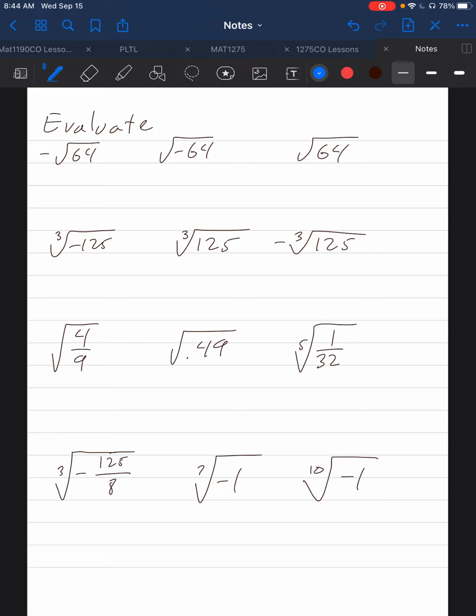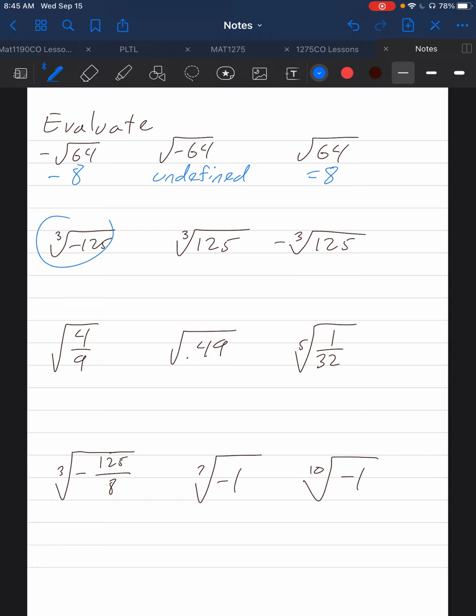Let's start with this one over here. The square root of 64 is equal to 8. Now, if there's a negative sign in front, that means the square root is equal to -8, right? That negative just carries down, and you take the square root of 64. And like I said over here, if there's a negative inside of a square root, then that answer is undefined.